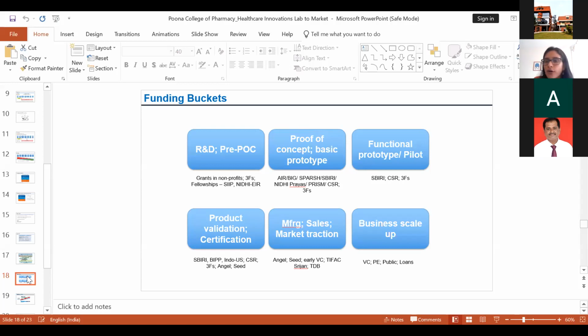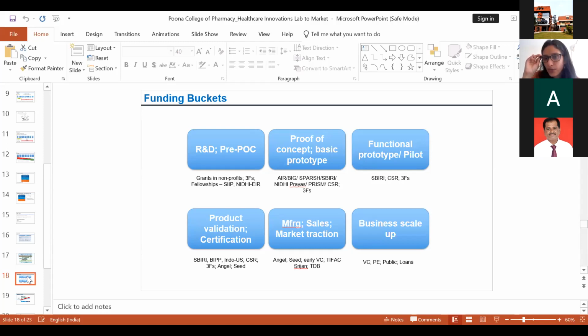The same holds good for a functional prototype or a pilot. For prototype product validation certification, anything more than 2 crores, 1 to 2 crores or 1 to 3 crores is something that you can expect. But this is also a stage where you can raise what is called angel money. When I say angel, it's not an entity that puts money, it's a single individual or an organization of individuals who will all pool in their money and they will invest. And this funding size will be between 1 to 3 crores kind of money. And then manufacturing, sales, market traction, this is where proper VC or venture capitalist investments will come into the company. And then of course for scale up and things like that.